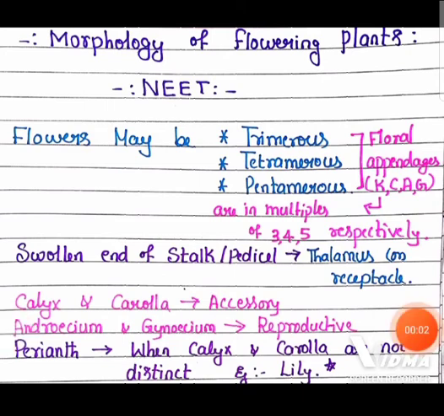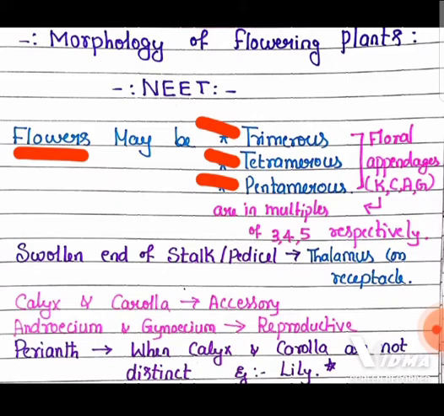Morphology of flowering plants. Let us revise some of the important points for the NEET exam from this chapter. In this chapter, we are going to discuss the modification in angiospermic plants, especially the parts of the plant that include the flower. Flowers may be categorized into trimerous, tetramerous, and pentamerous, based on the floral appendages.